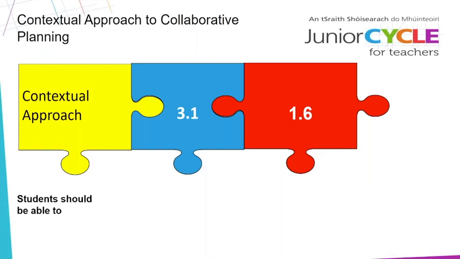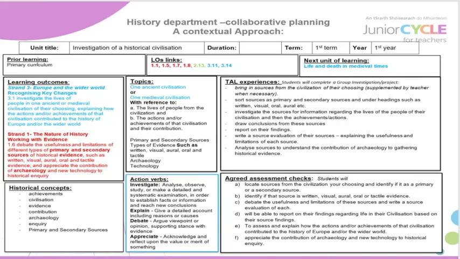And here now is what the plan might look like after collaborating with the rest of your department. Learning outcome 3.1 highlights the choice and flexibility in the history specification. This approach looks at the learning outcome from a general department perspective, and it will be followed up on the next slide by 2 different classroom approaches that could be adapted while staying within the department plan.